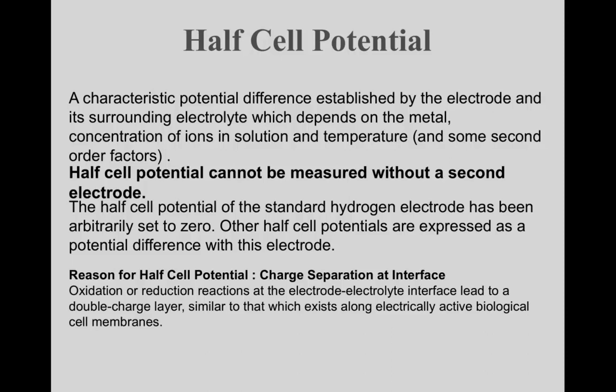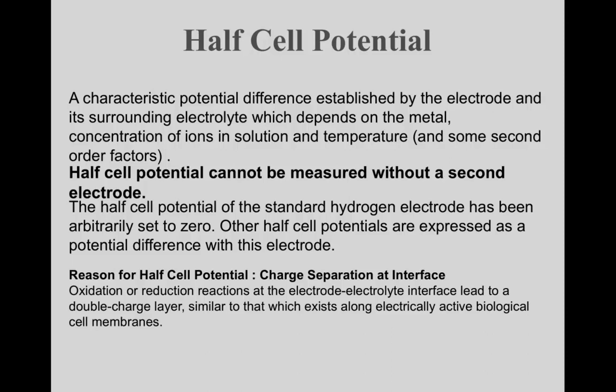The half cell potential can't be measured without a second electrode. If you wanted to experimentally measure the potential at the cell, in order to get a good equivalent circuit representation of the cell, you would need a second electrode. The second electrode ideally should be a hydrogen electrode, because the half cell potential of the hydrogen electrode has been arbitrarily set to 0. So all of the other half-cell potentials are given as a potential difference with the hydrogen electrode.